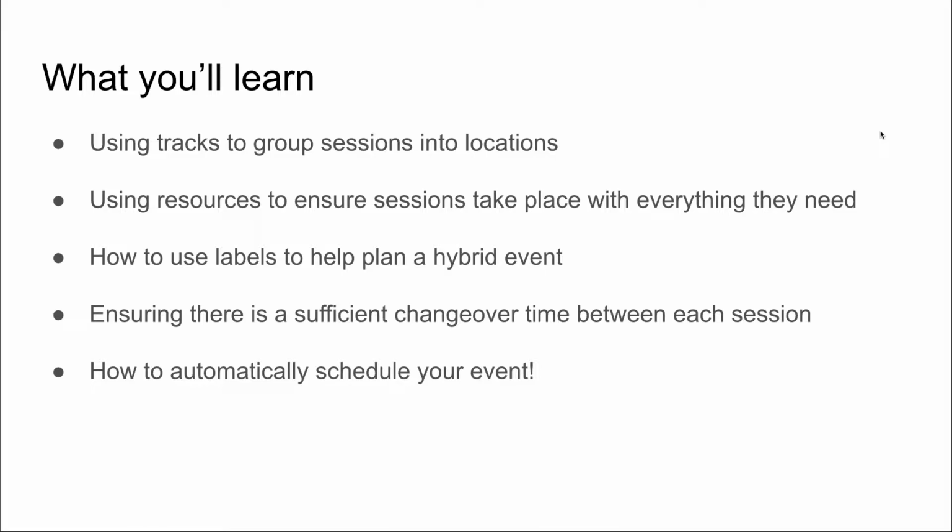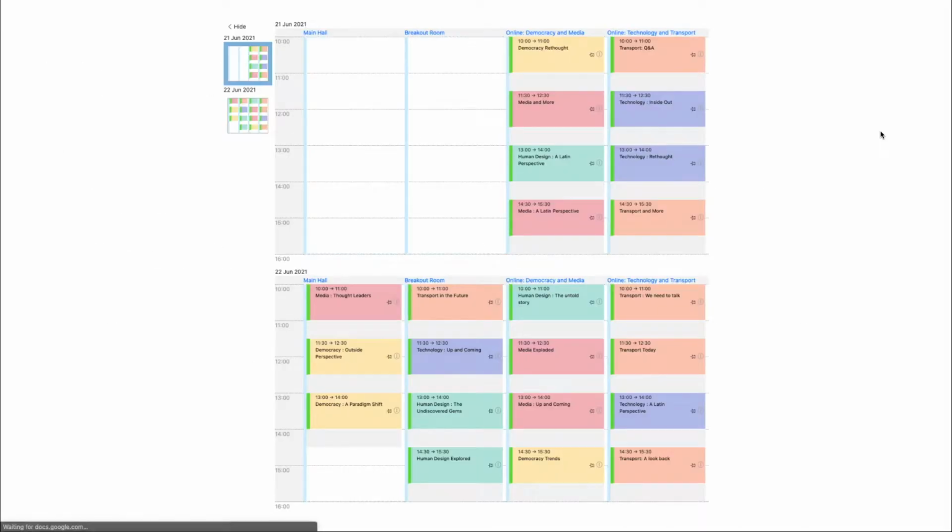Before I dive into the detail on how to do this, let's take a look at an event that's already been planned, and this is the event that we're going to schedule today. It's a 2-day event, but it's also a hybrid event. On the first day, we're scheduling sessions to be online only, and we've got 2 online rooms. These could be like Zoom rooms or Jitsi rooms, etc. We've got 1 room for our democracy and media track, and 1 for our technology and transport track.